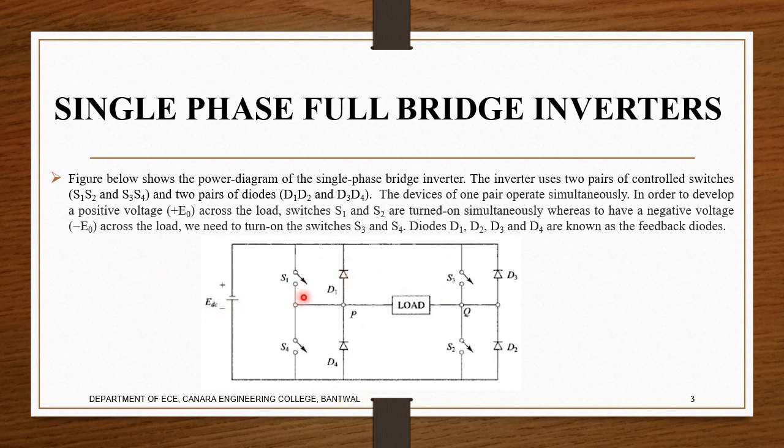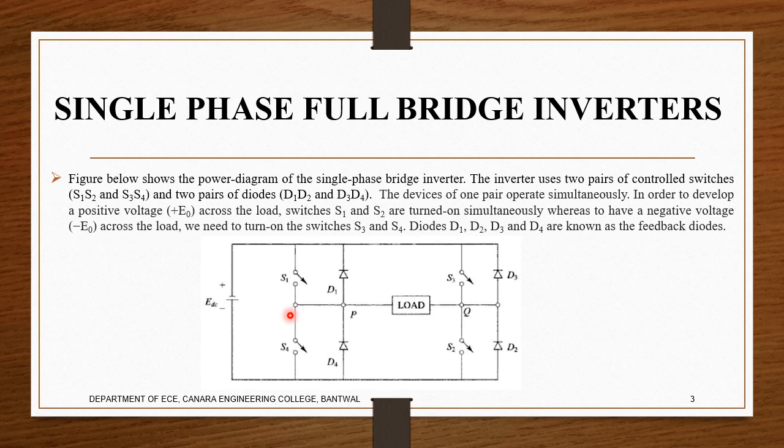You can see here S1, S2 paired with D1, D2, and D3, D4. S1, S2, S3, S4. The reason behind the naming you can understand during the working principle. Don't get confused: S1 S2 and S3 S4, D1 D2 and D3 D4 are made such that one pairing has to be operated simultaneously. If you go for this pairing, the next pairing will be like this.